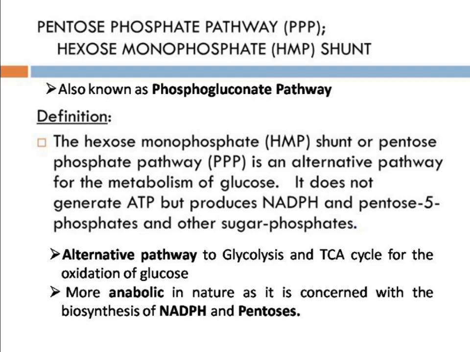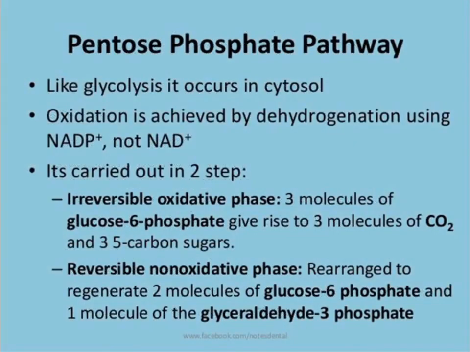So friends, it is an alternative pathway to glycolysis and the TCA cycle or Krebs cycle for the oxidation of glucose. It is more anabolic in nature, as it is concerned with the biosynthesis of NADPH and pentoses. Actually, this pathway, just like glycolysis, also occurs in the cytosol of the cell. Oxidation is achieved by dehydrogenation using NADP plus and not NAD plus. So this is one of the important aspects of this pathway.